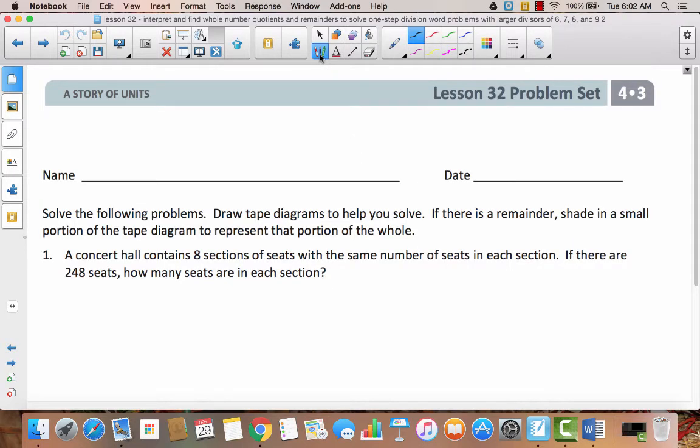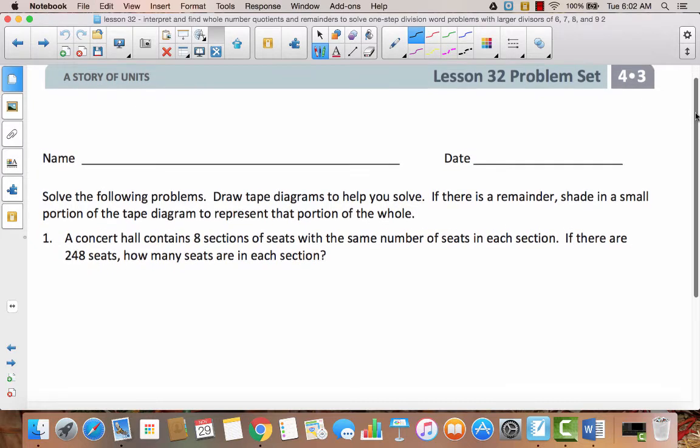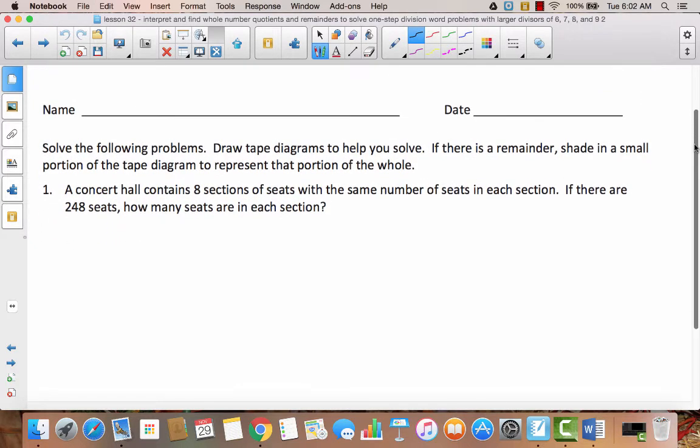So go ahead and write your name on your problem set, and then let's take a look at the directions. The directions say solve the following problems. Draw tape diagrams to help you solve. If there is a remainder, shade in a small portion of the tape diagram to represent that portion of the whole. So remember, we're going to be using the RDWW process, even though it doesn't tell us to, that's what we're going to be doing.